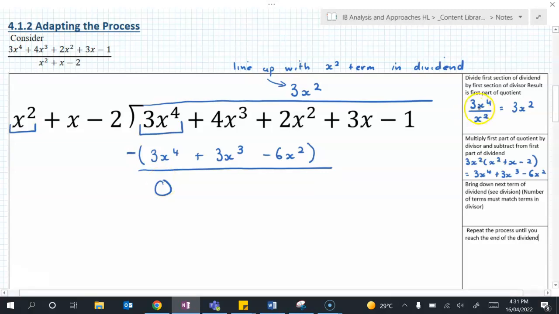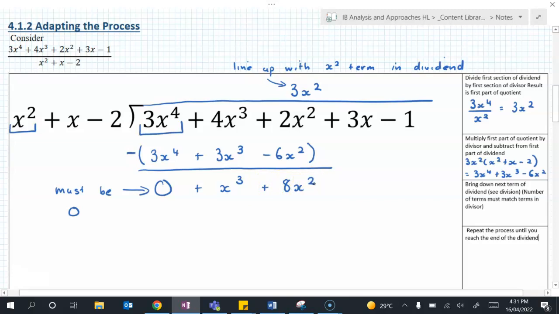You see, I've set it up so I've done 3x to the power of 4 divided by x squared. So when I just multiply by x squared, I have to get 3x to the power of 4 back. So this must be 0. If it's not 0, you've done something wrong and you need to check your working. Now it's 4x to the power of 3 take 3x to the power of 3. So it's just going to leave me with x to the power of 3. And it's 2x squared take negative 6x squared, which is 2x squared plus 6x squared. So it's plus 8x squared.